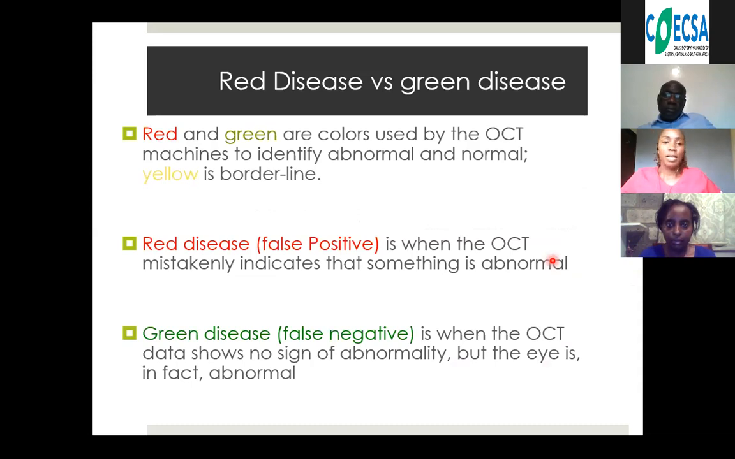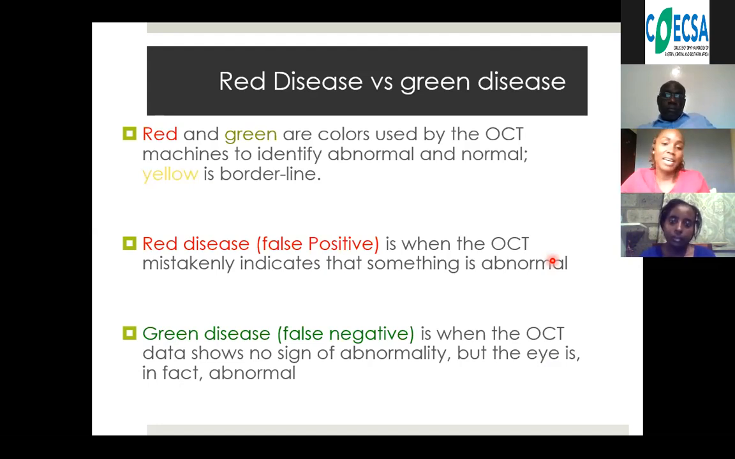Now let's look at other terms that you may come across, and this is very important when you're interpreting the OCT. We know that red and green colors are used by the OCT to identify: red is usually when something is abnormal, green when something is normal, and yellow is borderline. But in some cases, we have what is called red disease. Red disease is a false positive. That is when the OCT mistakenly indicates that something is abnormal, but it's not. So it says this is abnormal, but it's actually normal.